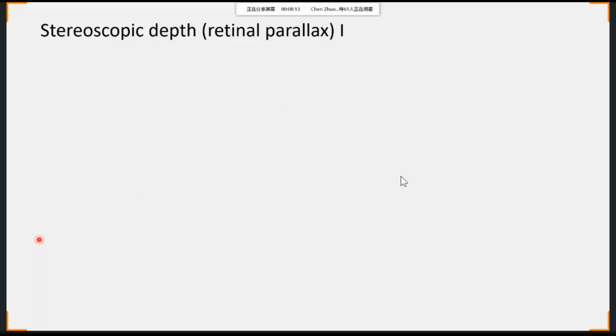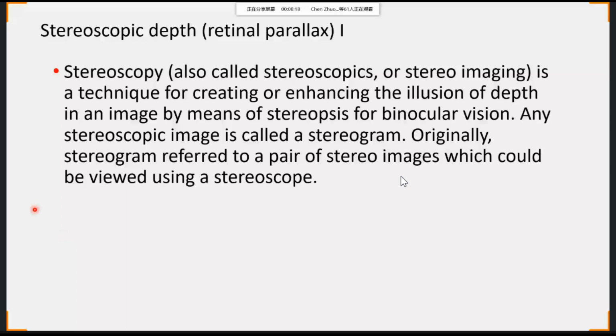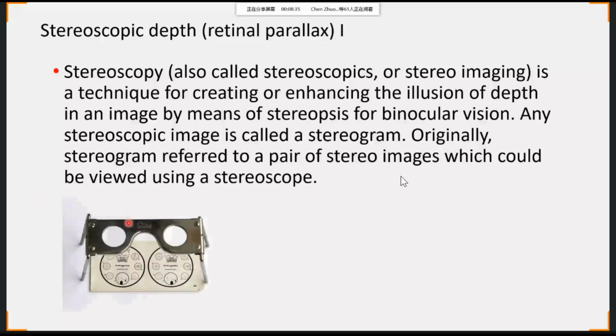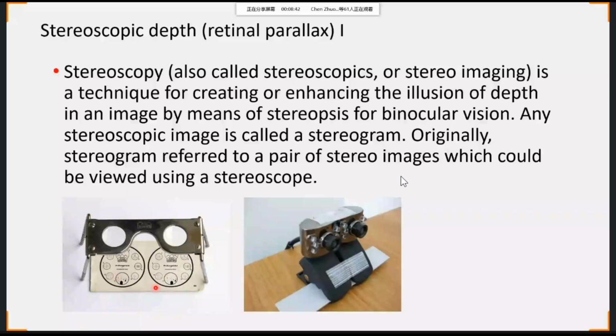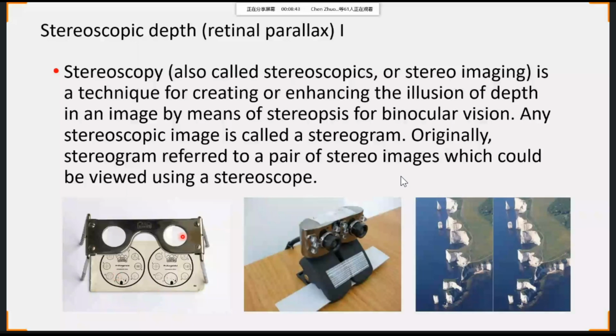It's a bit different with stereoscopic depth, although it's also related to the movement of the eyeballs. But here it's about the two different images that we get. So our two eyes, in fact, get two slightly different images. And yes, we can simulate that with a stereoscope. So these devices here, this is a very simple stereoscope. This is a more sophisticated one.